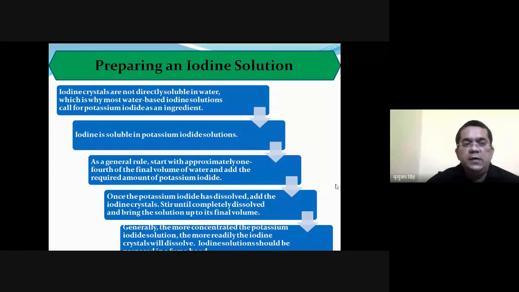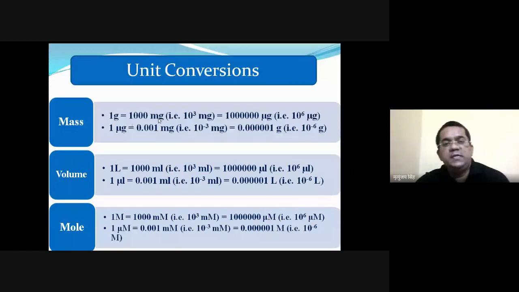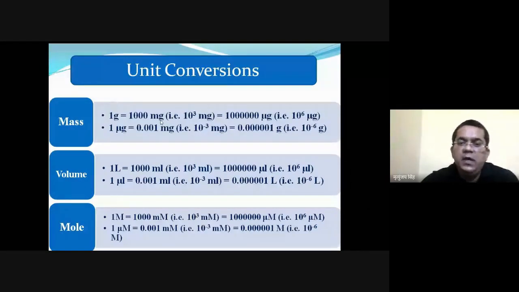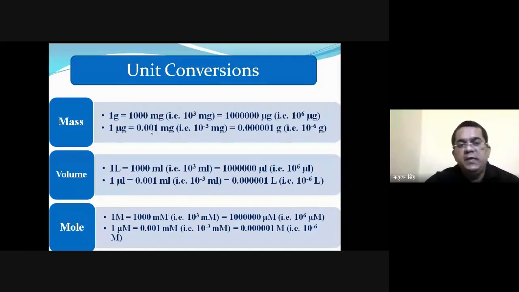Unit conversion. For mass, 1 gram is equivalent to 1000 mg, that is 10 to the power 3 mg, and it is equal to 10 to the power 6 microgram, or 10 lakh microgram. Vice versa, 1 microgram is equivalent to 0.001 mg or 10 to the power minus 3 mg, and it is equal to 10 to the power minus 6 gram.